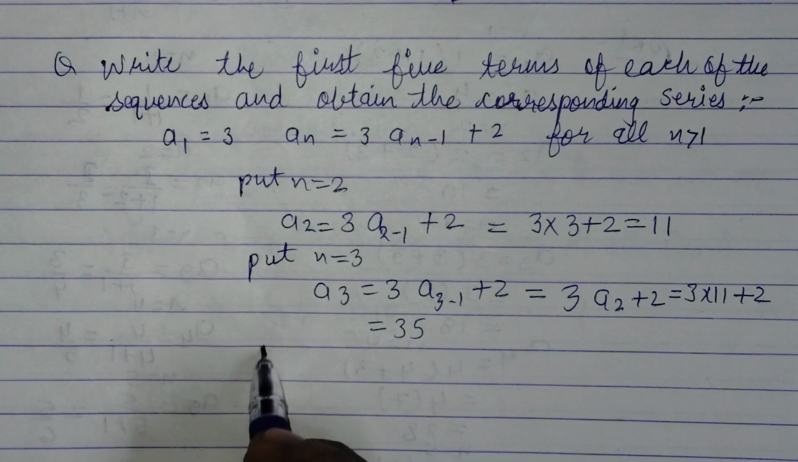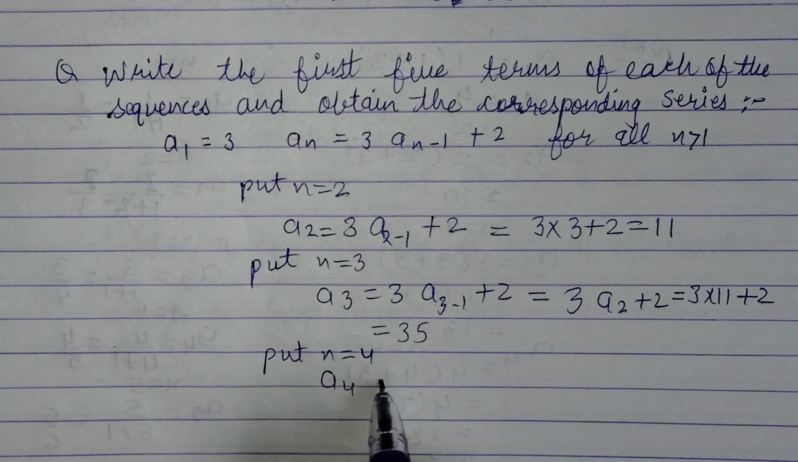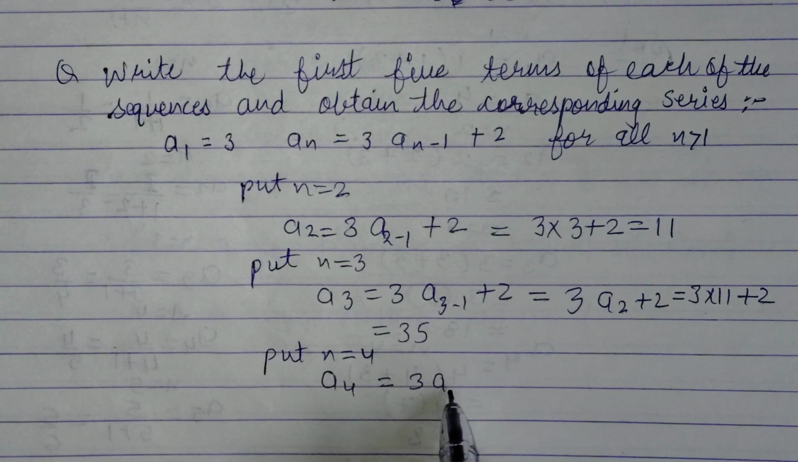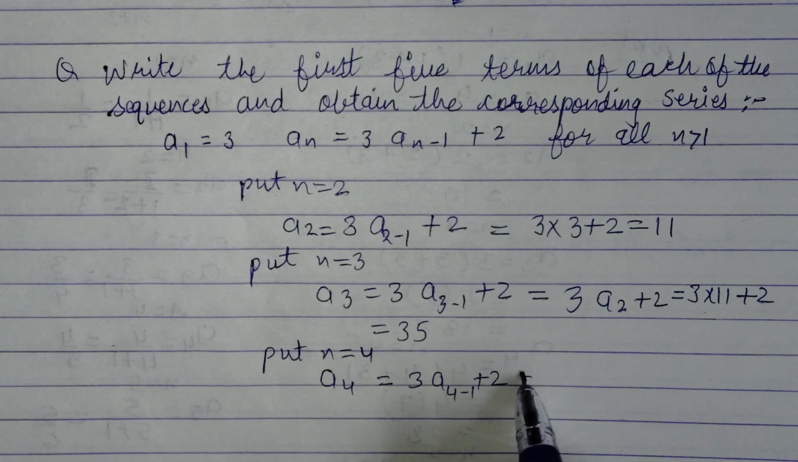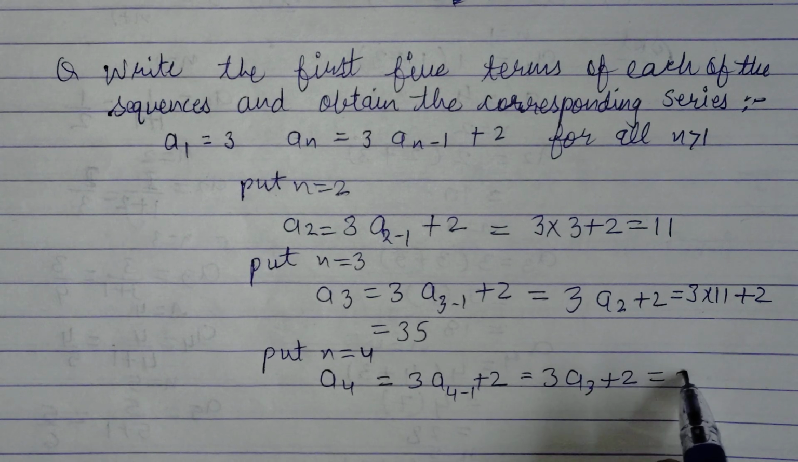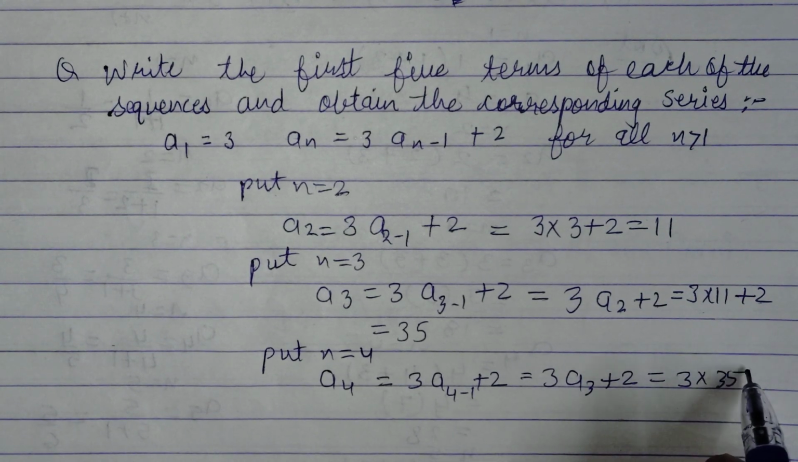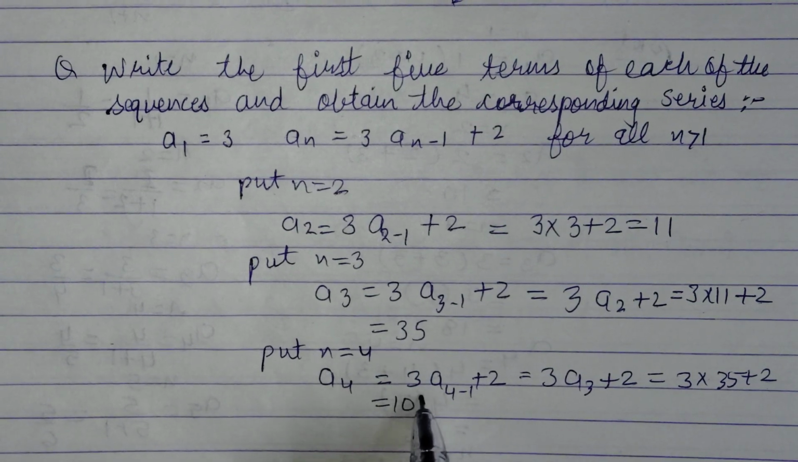So next is put n equal to 4. We get a4 equal to 3 into a4 minus 1 plus 2. So 4 minus 1 is 3. So it becomes a3 plus 2. a3 value we replace is 35 plus 2. 35 into 3 is 105 plus 2, 107.